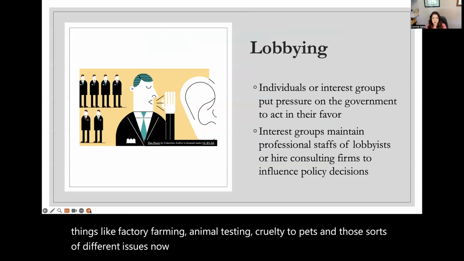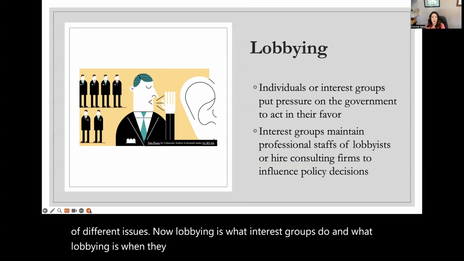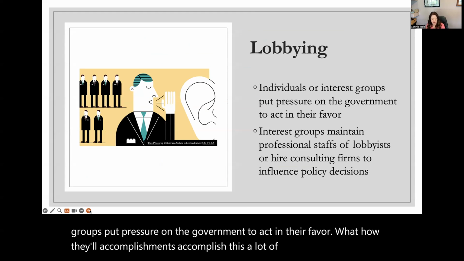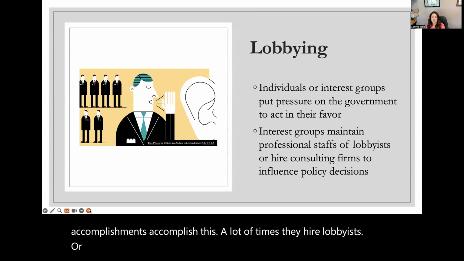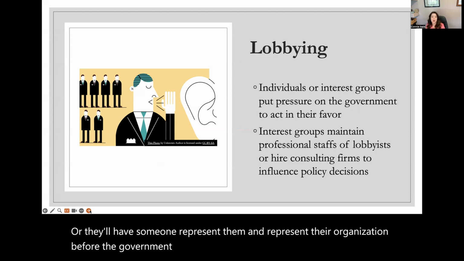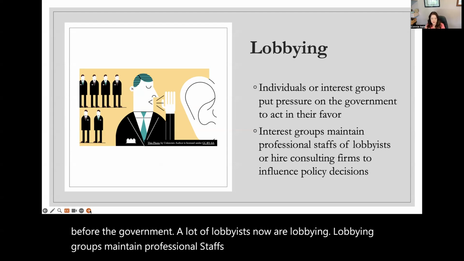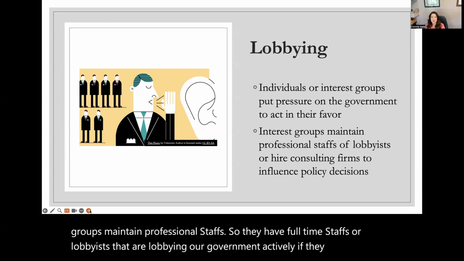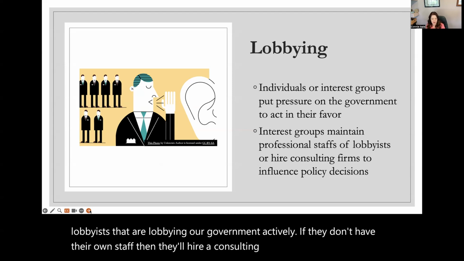Now, lobbying is what interest groups do. Lobbying is when individuals, businesses, or interest groups put pressure on the government to act in their favor. How they'll accomplish this, a lot of times they hire lobbyists, or they'll have someone represent their organization before the government. Many lobbying groups maintain professional staffs, so they have full-time staffs or lobbyists that are lobbying our government actively. If they don't have their own staff, then they'll hire a consulting firm to handle lobbying on their behalf.